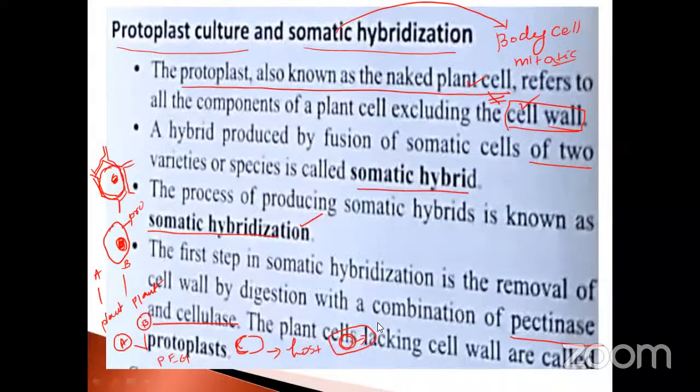See this one. Somatic hybridization. Cellulase, the plants. So already, cells lacking a cell wall are called protoplasts. That's why I told you. So without the cell wall, what happened now? It is considered as a protoplast.